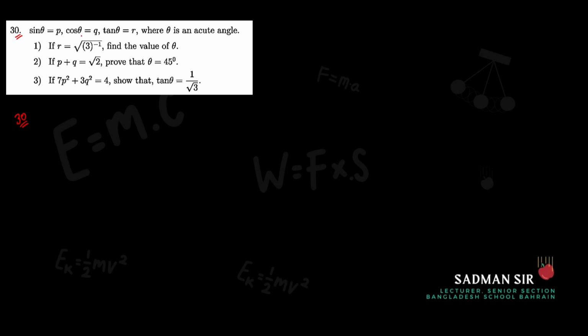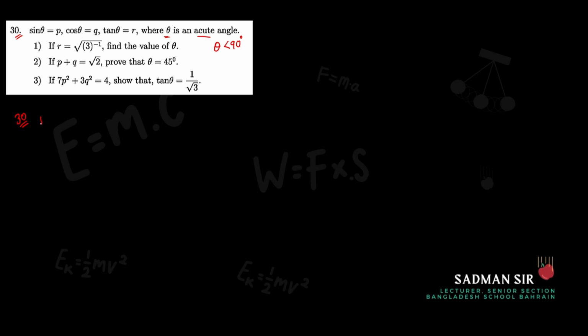Sin theta is equal to P, cos theta is equal to Q, and tan theta is equal to R, where theta is an acute angle. Now, this is very important information because acute angle means it has to be less than 90 degrees. Now, some might ask, sir, can it be equal to 90 degrees? No, it cannot, because if it is equal to 90 degrees, then it will become a right angle. So, acute angle means the value has to be less than 90 degrees. Any value equal to or greater than 90 degrees will not be accepted.